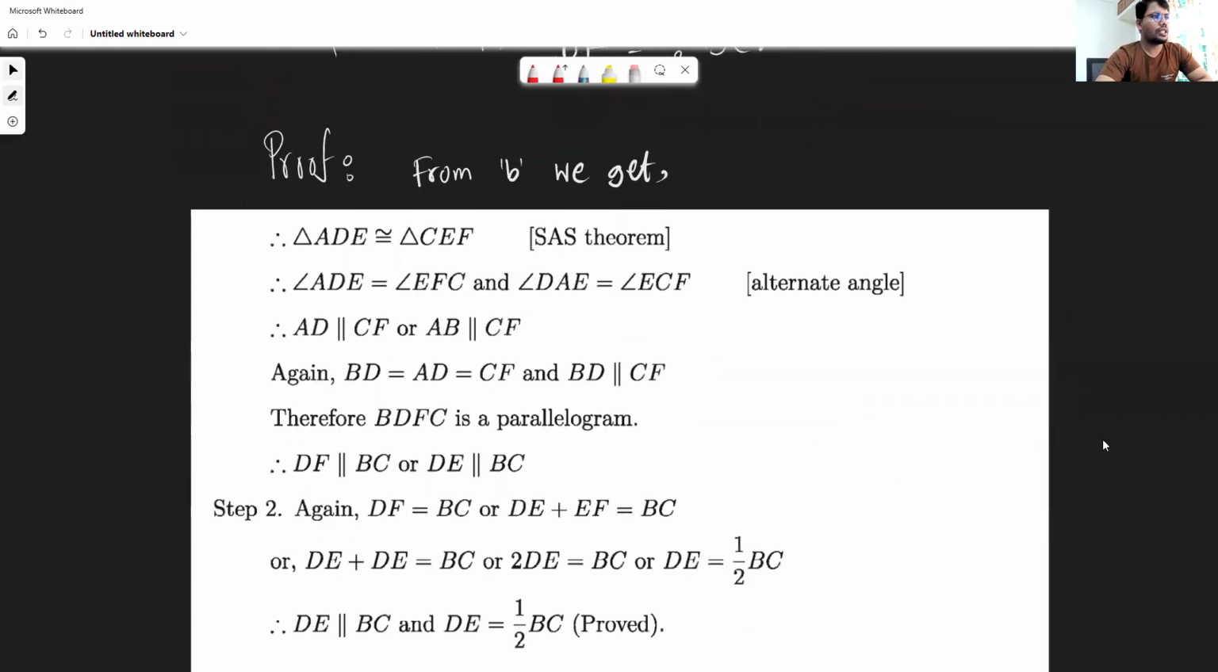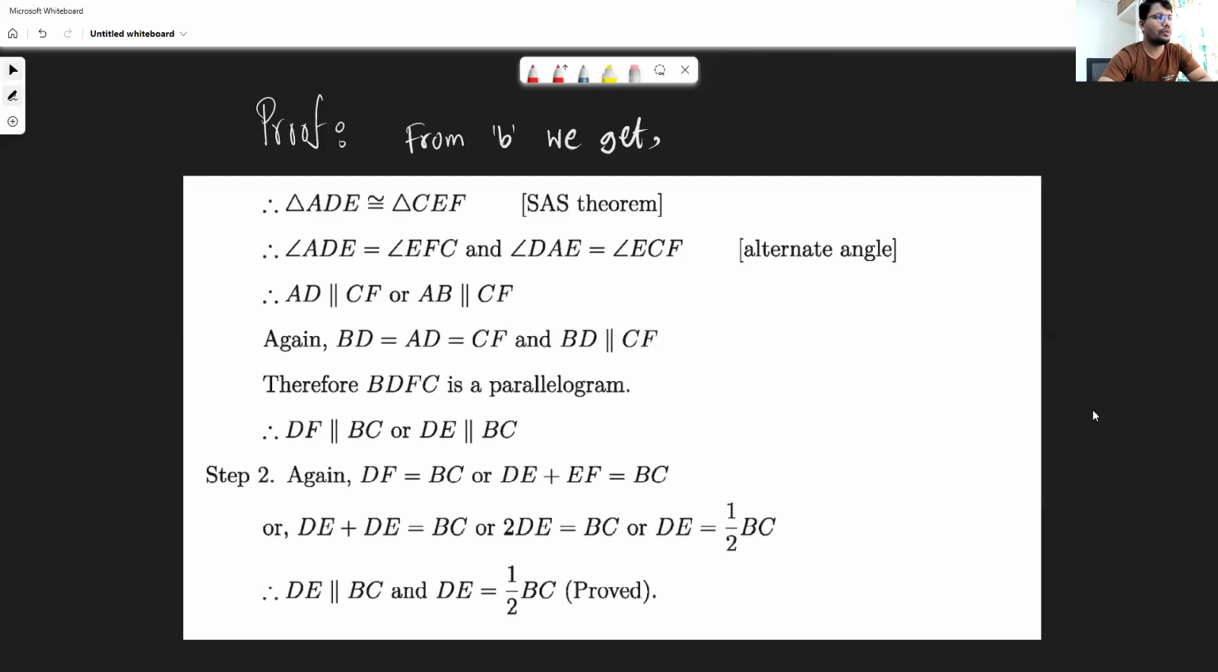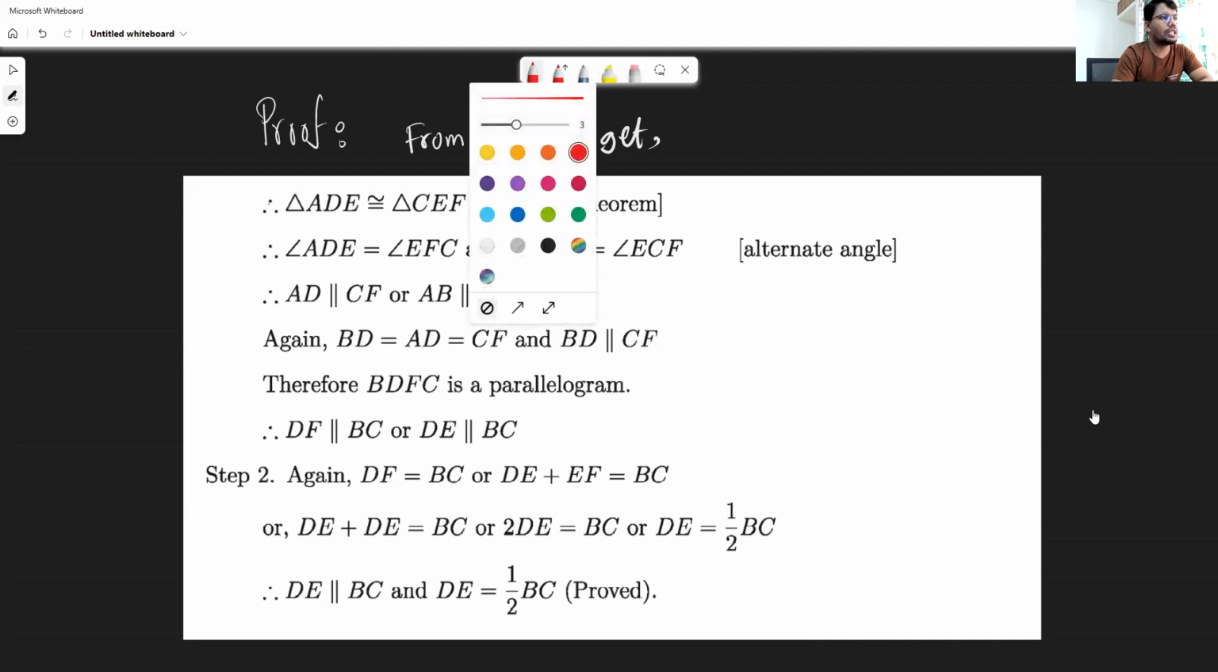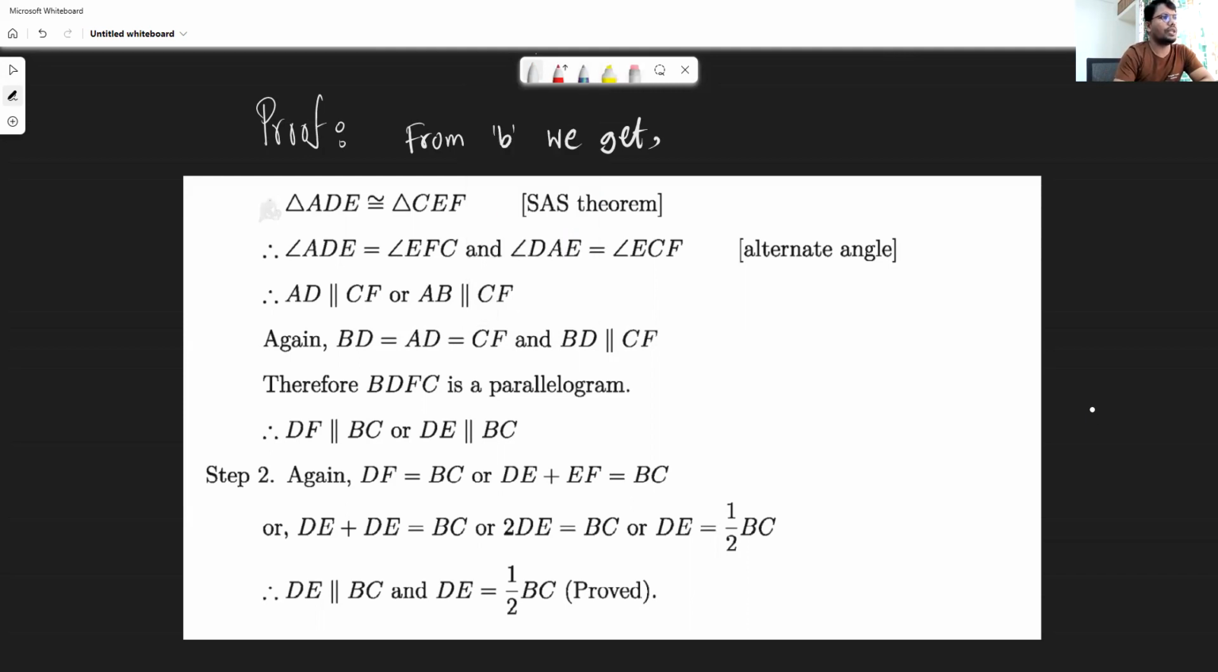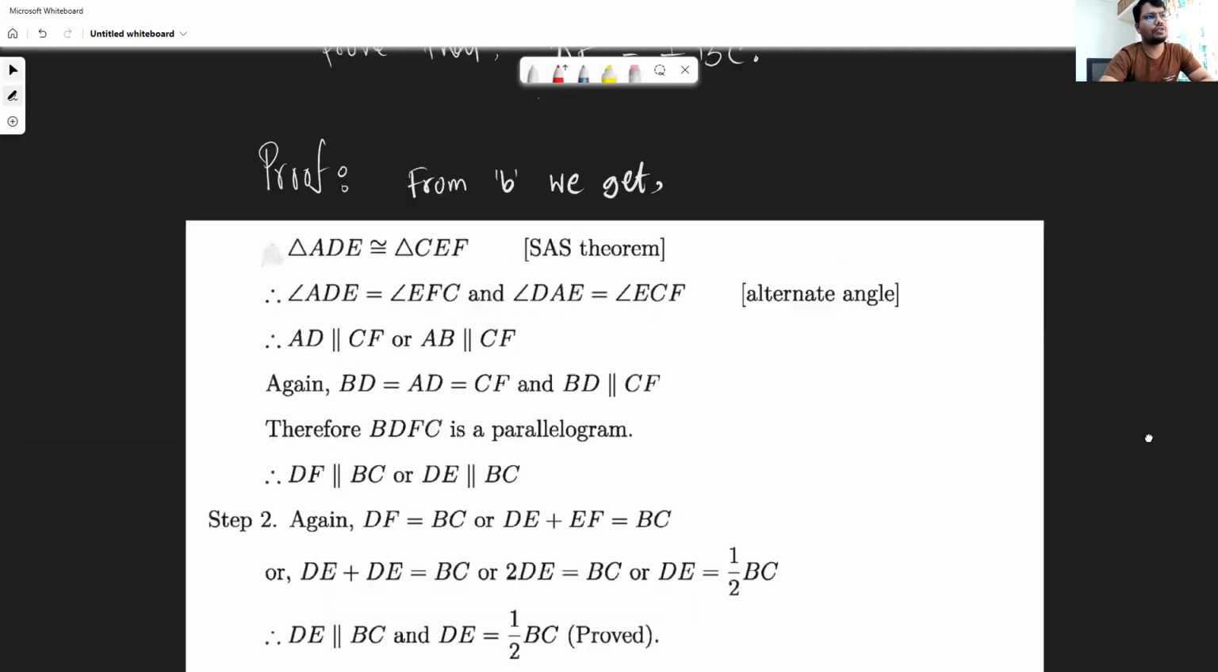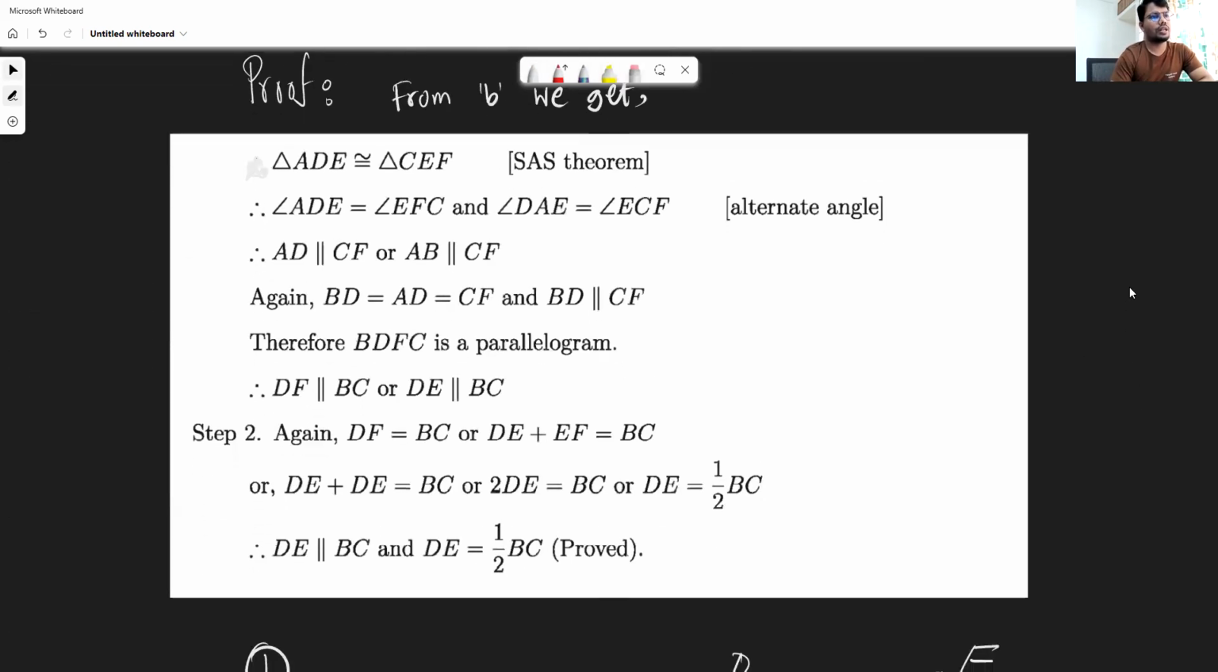So, dear students, we have to take the information. We have to use here the information from part B. These two triangles are congruent. We are using this information from B. This is the congruence information from question part B. When the two triangles are congruent, I have to draw the figure here, otherwise it will be difficult.